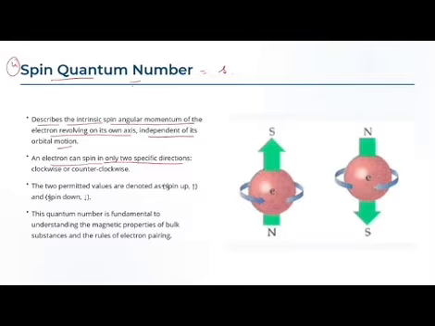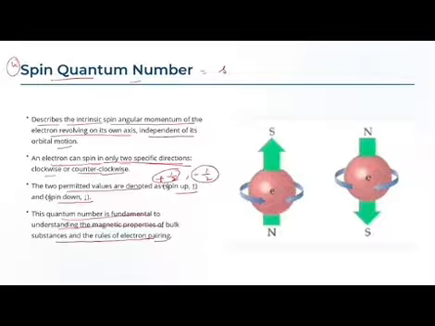This quantum number tells us that an electron can have a specific spin in two directions. So an electron can spin in only two specific directions, that is clockwise or anti-clockwise, right? Now these two permitted values can be denoted as plus half and minus half. Plus half for spin up and minus half for spin down. Now this quantum number is fundamental to understanding the magnetic properties of bulk substances and the rules of electron pairing.